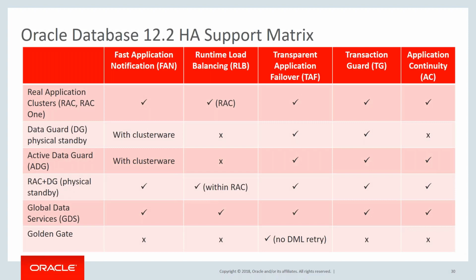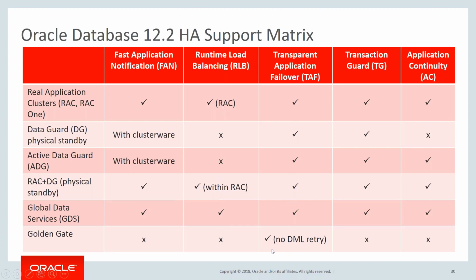And I know I covered a lot of technologies, and you probably have questions about which ones work with which. Since there are different database server technologies and different options such as RAC, Data Guard, and Active Data Guard, this matrix here gives you an idea of what works with what. So with FAN, it works with RAC, it works with Data Guard when you have clusterware, it works with Active Data Guard with clusterware, it works with RAC and Data Guard together, works with Global Data Services, but doesn't work with GoldenGate. RLB, which I didn't talk about that much, you can see the columns here.